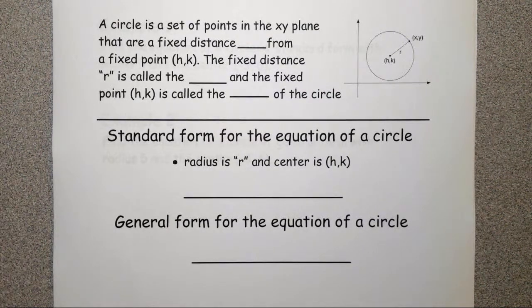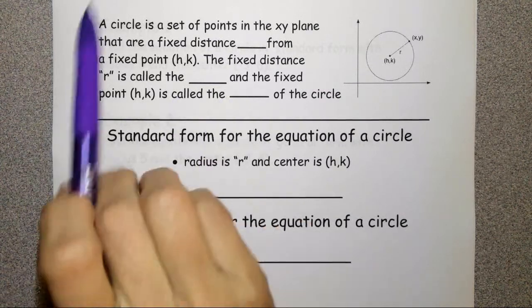Okay, so this is the third conic section that we're going to learn. So far we did parabolas, we did ellipses, and today we're going to do circles. You've done circles several times, so this should not be a big deal. So we're going to go fill in the notes.